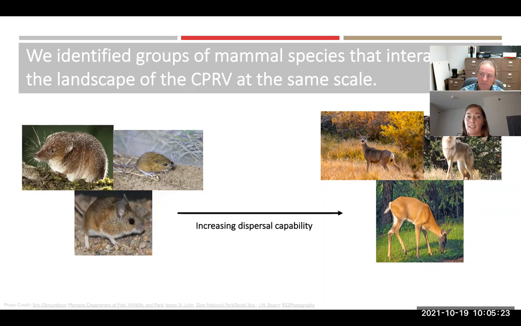And so both of these species or groups of species are present in the Central Platte River Valley, but clearly are going to experience the landscape in a very different way, thinking about how they are able to move through that landscape. So that was the first step of our approach.